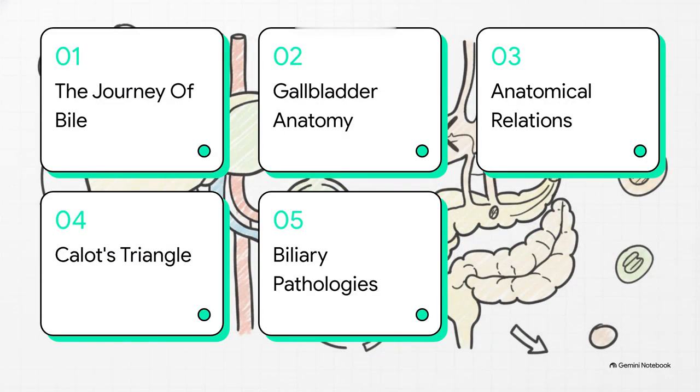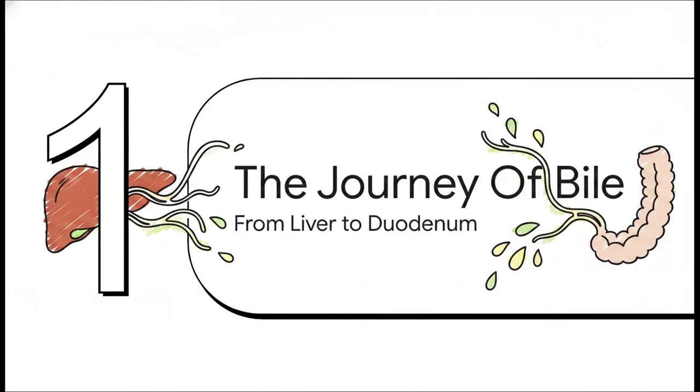All right, here is our roadmap. Number 1, the journey of bile. 2, gallbladder anatomy and function. 3, adjacent anatomical relations. 4, Calot's triangle and surgery. And finally, number 5, common biliary pathologies. Let's jump right into section 1, the journey of bile, from the liver down to the duodenum.